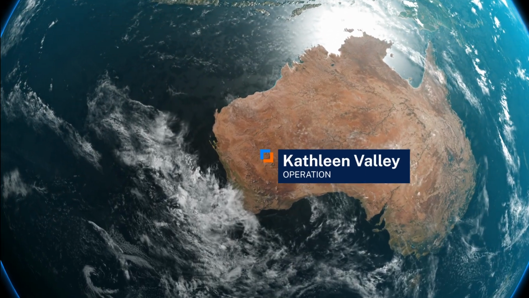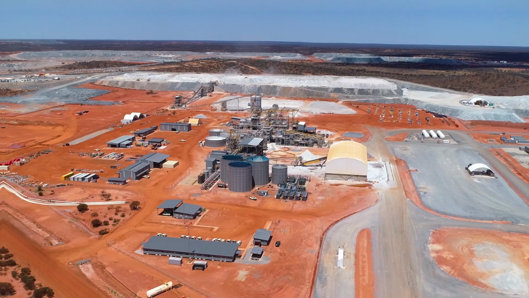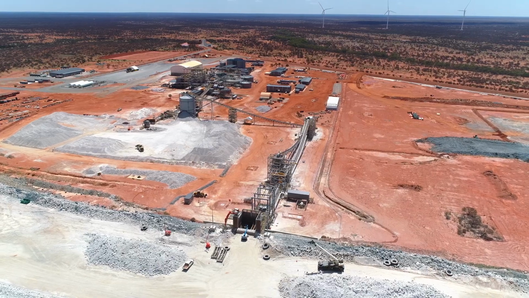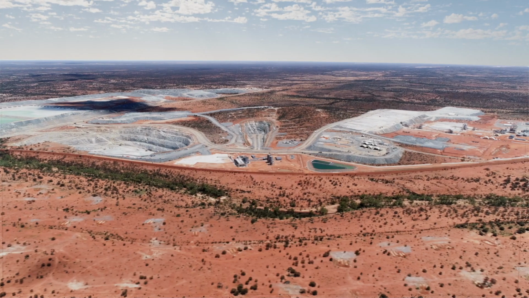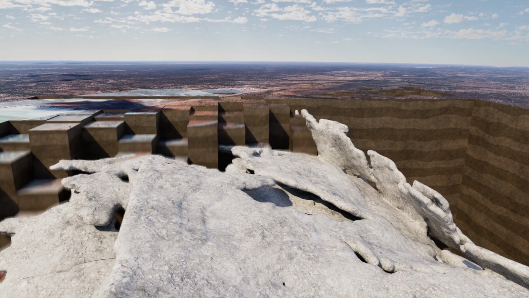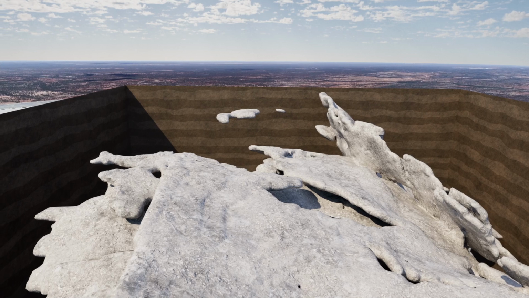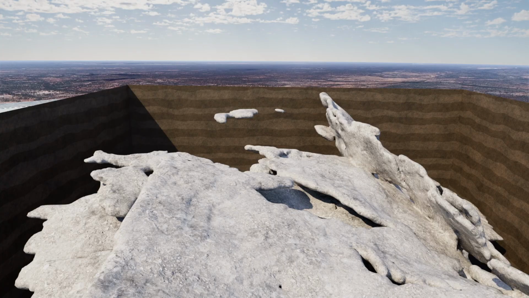Liontown Resources will play a critical role in powering a sustainable future through the supply of lithium from its Kathleen Valley Lithium Project. Kathleen Valley has a globally significant resource of 156 million tonnes of lithium with a mine life of more than 20 years. This video demonstrates our mine plan and method for extracting the ore.